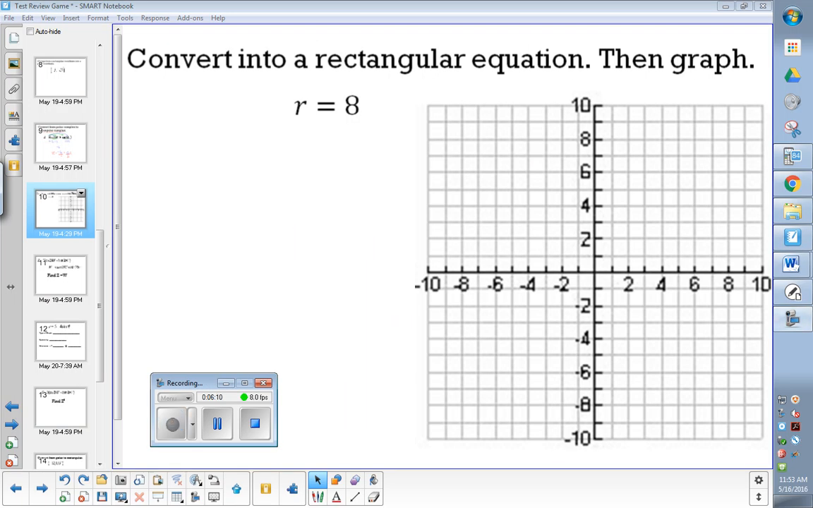Okay, speed round, just looking at this. It says r equals 8. What shape is it if it's r equals 8? It's a circle, so it's x squared plus y squared equals 64, because you have to square your radius.